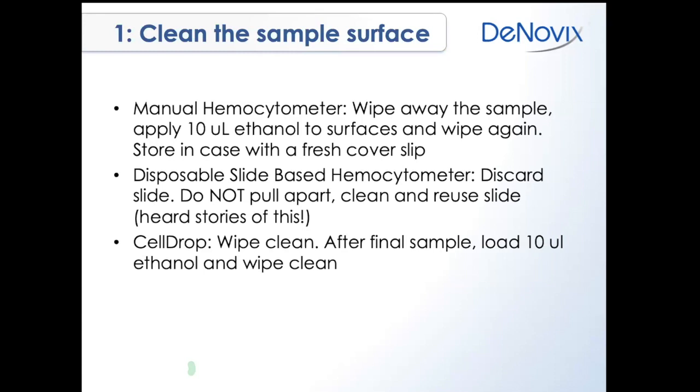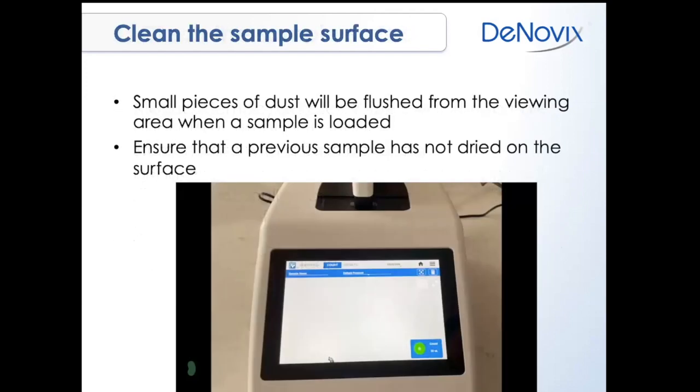With a cell drop, so the automated hemocytometer with reusable surfaces, it's pretty much exactly the same as the manual hemocytometer. You just take a Kim wipe, you wipe the surfaces clean. After your final sample, say you do 4 or 5 samples of a cell, then you just want to clean it with ethanol, like the manual hemocytometer, before the next run.